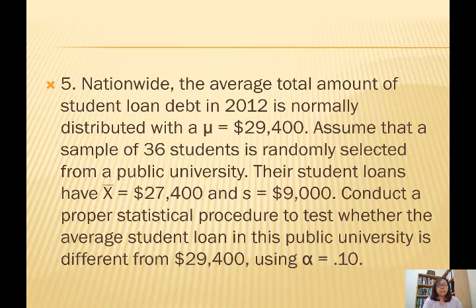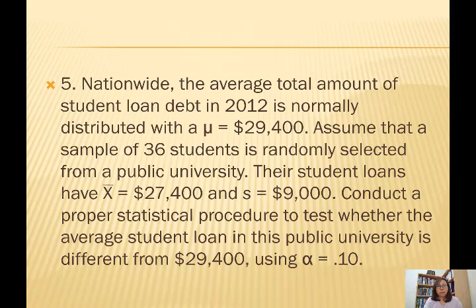In question 5, it says, nationwide, the average total amount of student loan debt in 2012 is normally distributed with the mu of $29,400. Assume that a sample of 36 students is randomly selected from a public university. Their student loans have X bar, or the sample mean, of 27,400, and the standard deviation of the estimated population of 9,000. It says to conduct a proper statistical procedure to test whether the average student loan in this public university is different from 29,400 using the alpha level of 0.1.